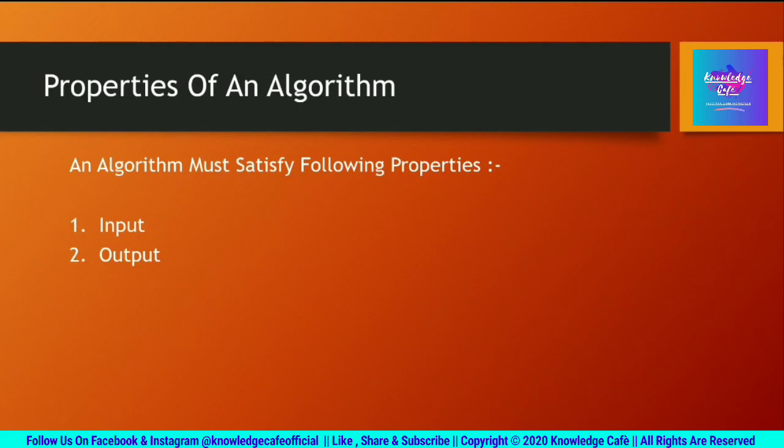The result from intermediate steps of the operation is known as intermediate result. The result obtained after the complete execution of an algorithm is known as end result. Third, finiteness. An algorithm must always terminate after a finite number of steps. Fourth, definiteness. Each step of an algorithm must be precise, meaning well defined.